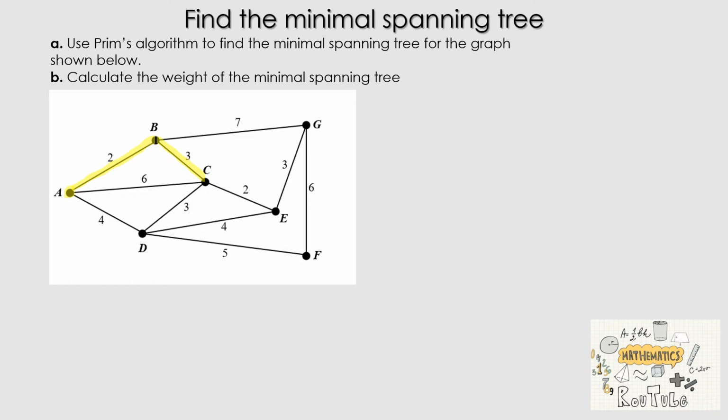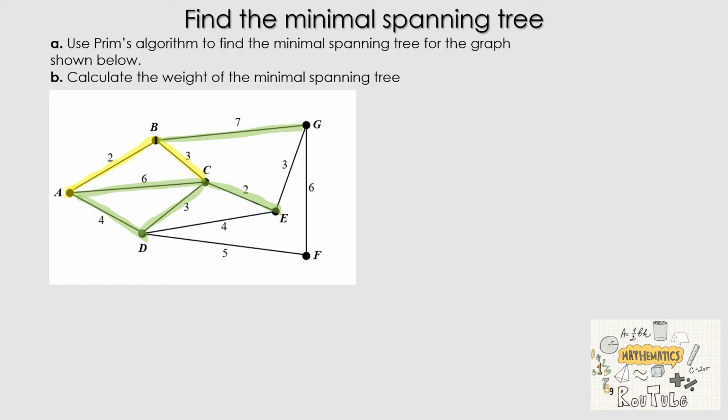Then again, we start the question all over again. We continue until all the vertices are connected. So now, this is an option, this is an option, this is an option, this is an option, and this is an option. So we've got multiple, heaps of options.